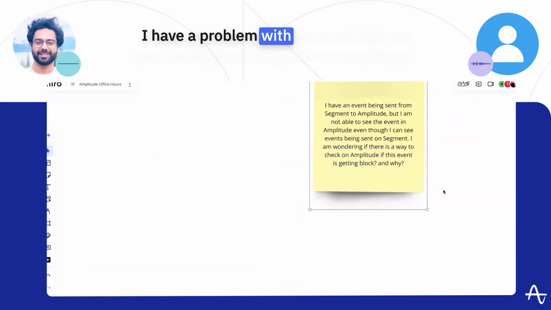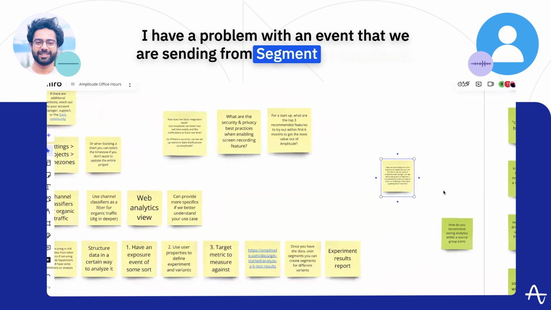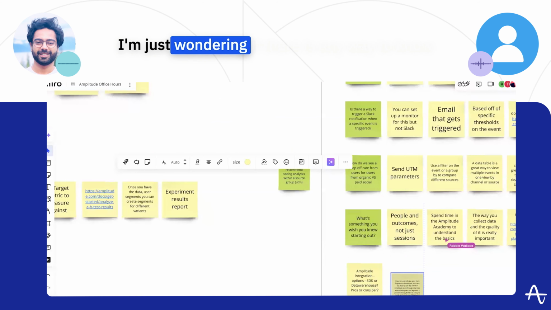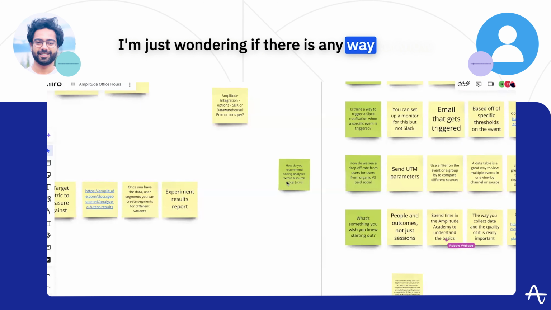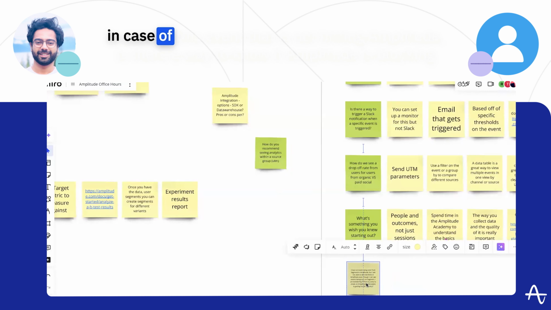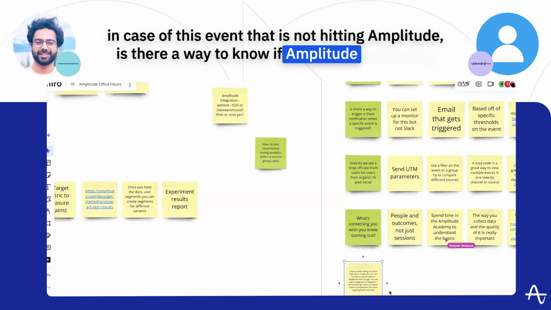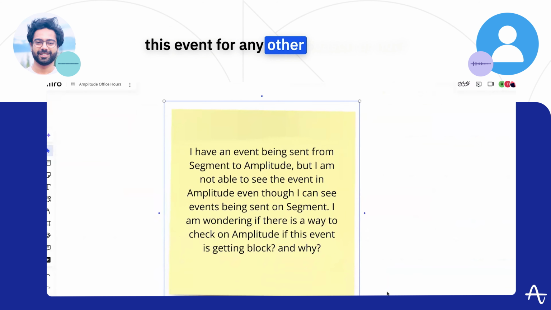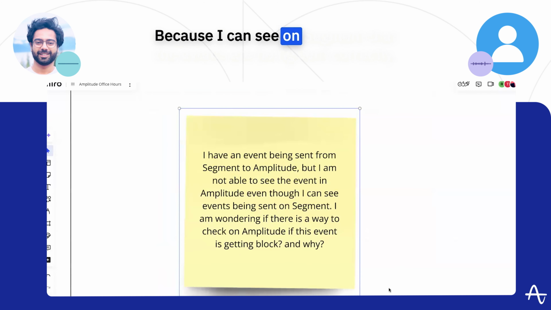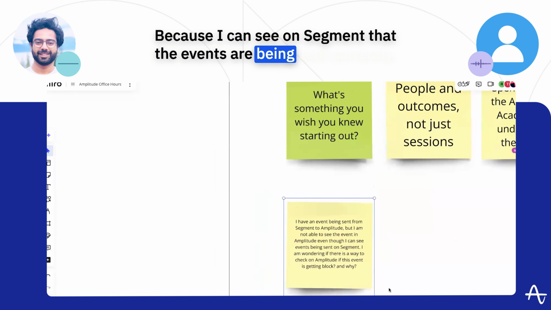I have a problem with an event that we are sending from Segment to Amplitude. I'm just wondering if there is any way to know, in case of this event not hitting Amplitude, if Amplitude is blocking this event for any other reason or not? Because I can see on Segment that the events are being sent correctly.